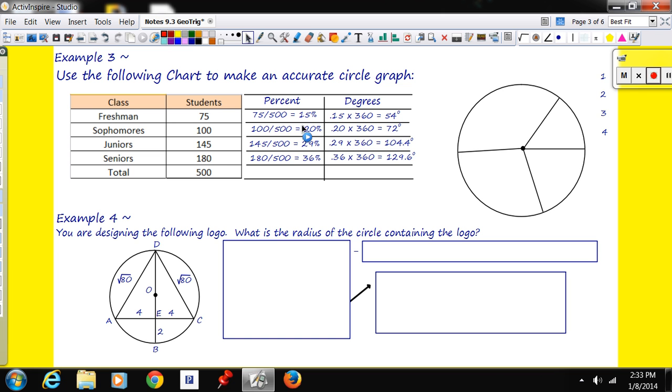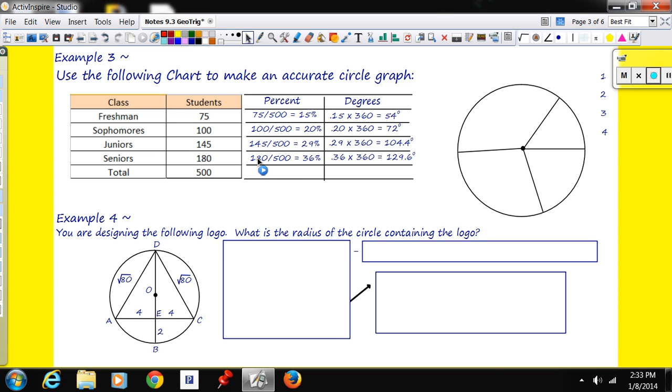100 of 500 would be 20%, and those are sophomores. 20% of the total are sophomores. So 20% times 360 would be a 72-degree angle. 145 are juniors out of 500. That means 29% of these students are juniors. 29% out of the total 360 would be 104.4 degrees.